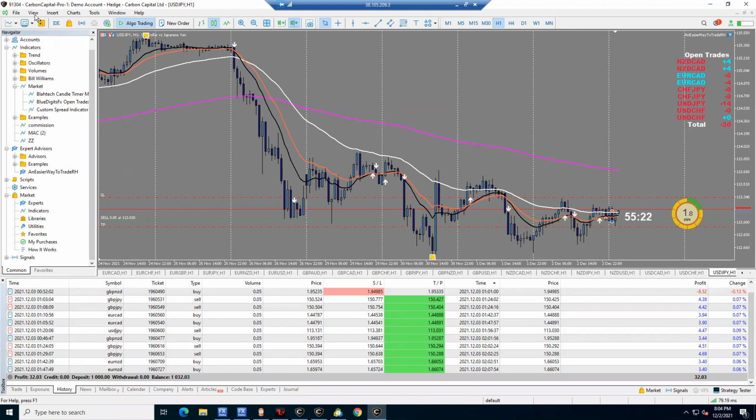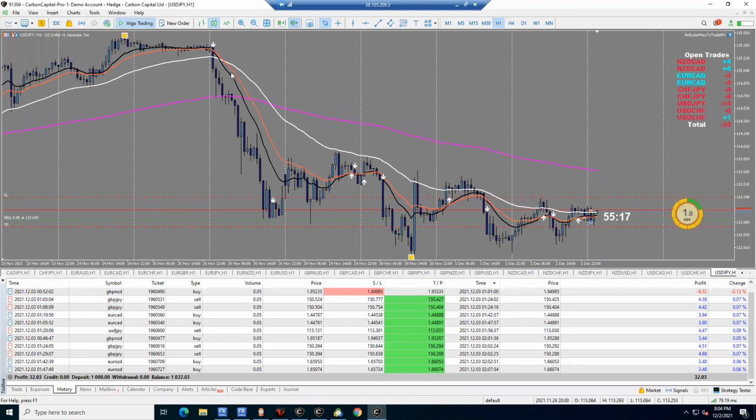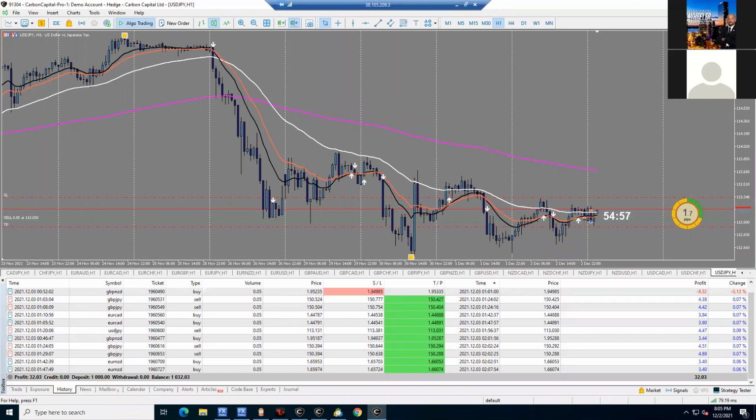This is our new version that is coming out. Most of you have version 1 right now, which we are killing it with on gold and indices: US 30, NAS 100, SPX 500, US 500. So version 1 is going to be strictly used on indices and gold, because it's really working fine.